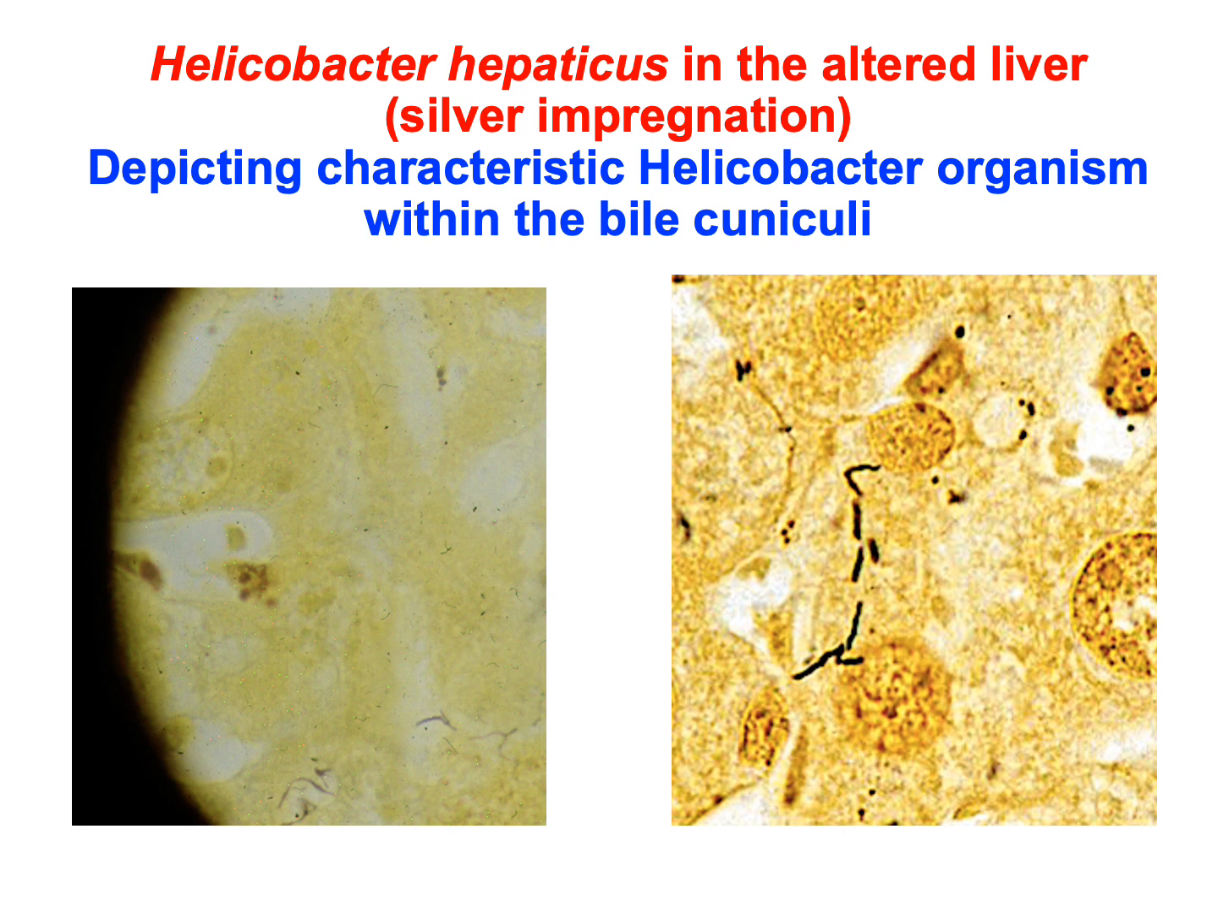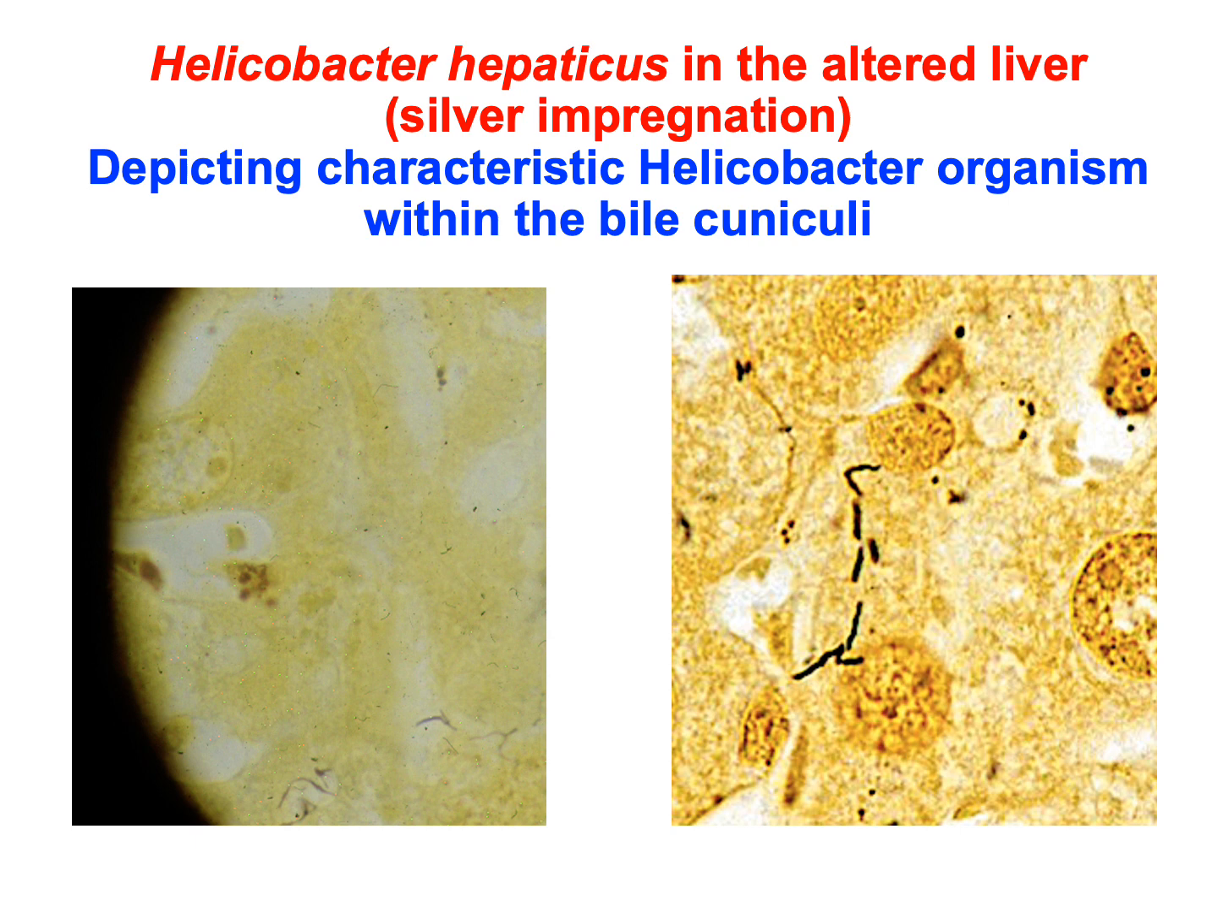On the left side, down at about 7 o'clock, you can see these black filaments. These are Helicobacter hepaticus in altered liver tissue. And on the right side, you can see a characteristic Helicobacter organism on this picture within the bile canaliculi, these black formations.